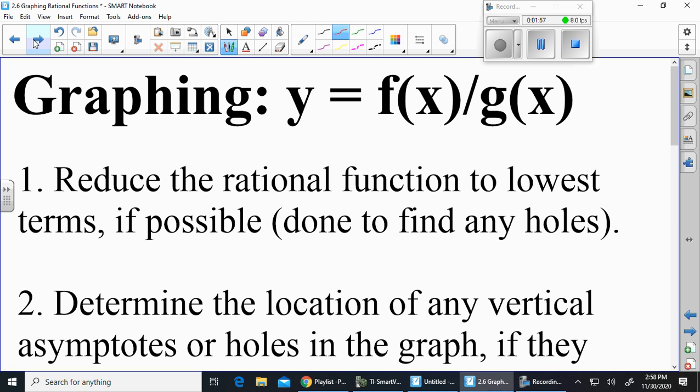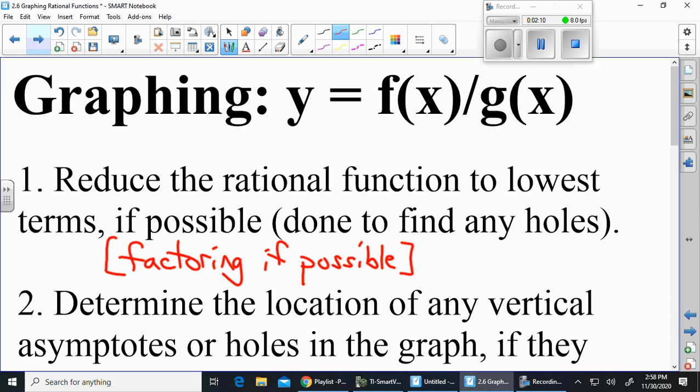Now, really, what is that doing? Factoring, if possible. Can you factor anything on the top and the bottom? Because if you have a common factor, that is going to be a hole.